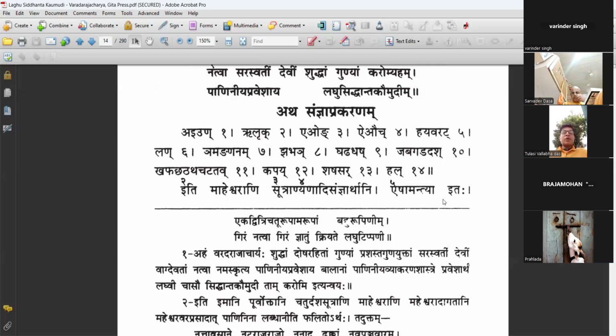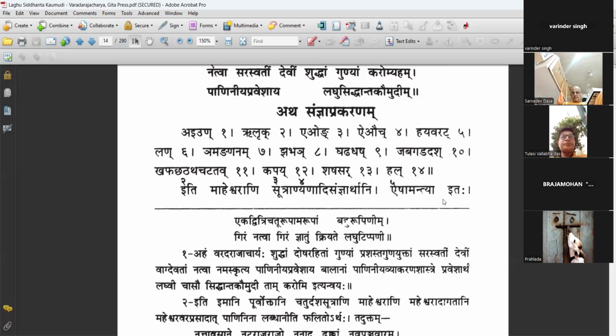Take the first and the fourth: ach pratyahar. A, i, u, ri, ri, e, o, ai, au. This ach pratyahar contains all the vowels. From sutra number 5 to sutra number 14, hal. If I say hal, haya varat, lan, yama gananam, jabhai, ghadadhash, jabagadadash, khapa chatatachatatav, kapai, shasasar, hal. This contains all the consonants. So the grammar, instead of saying consonants, Vyanjana Varna, says hal. Instead of saying Swara Varna, it says ach.